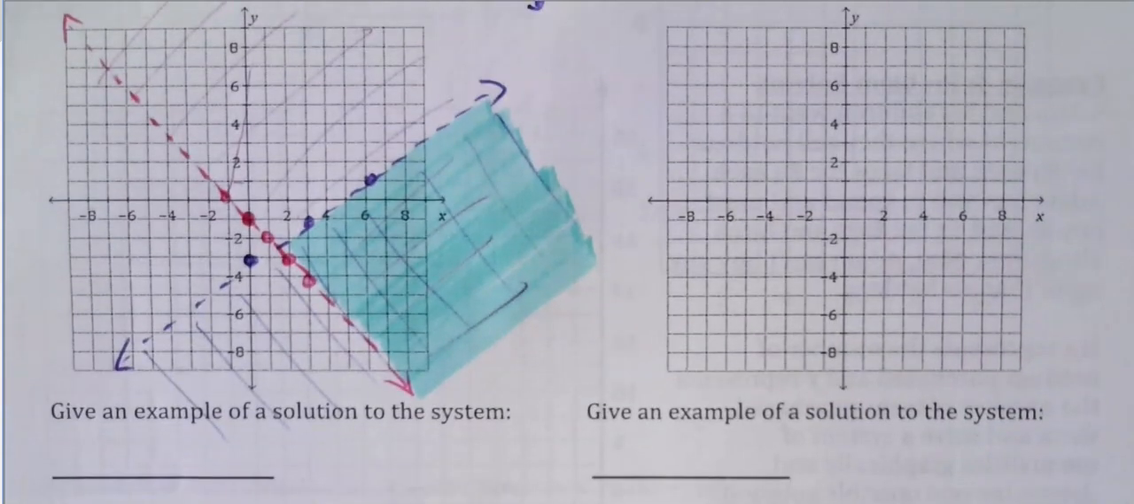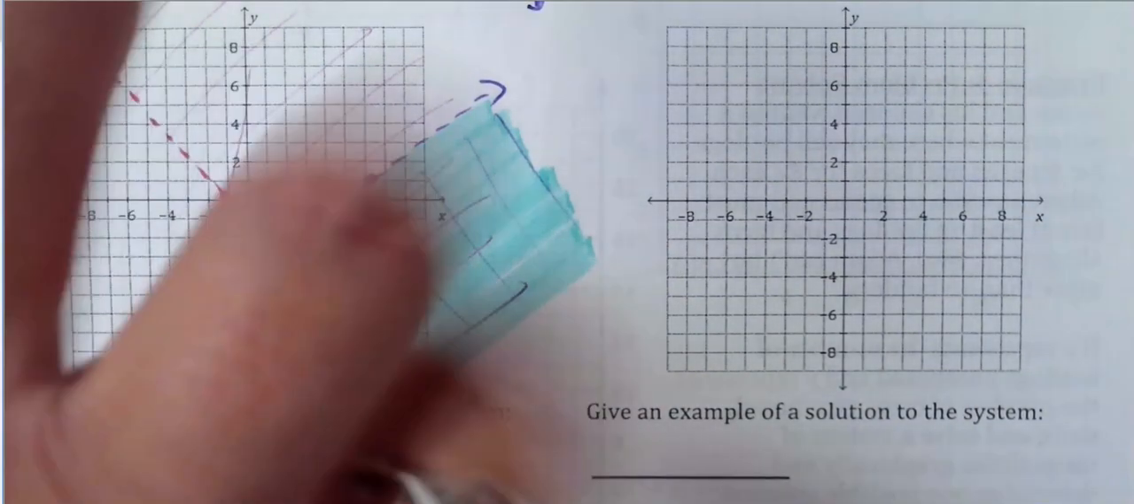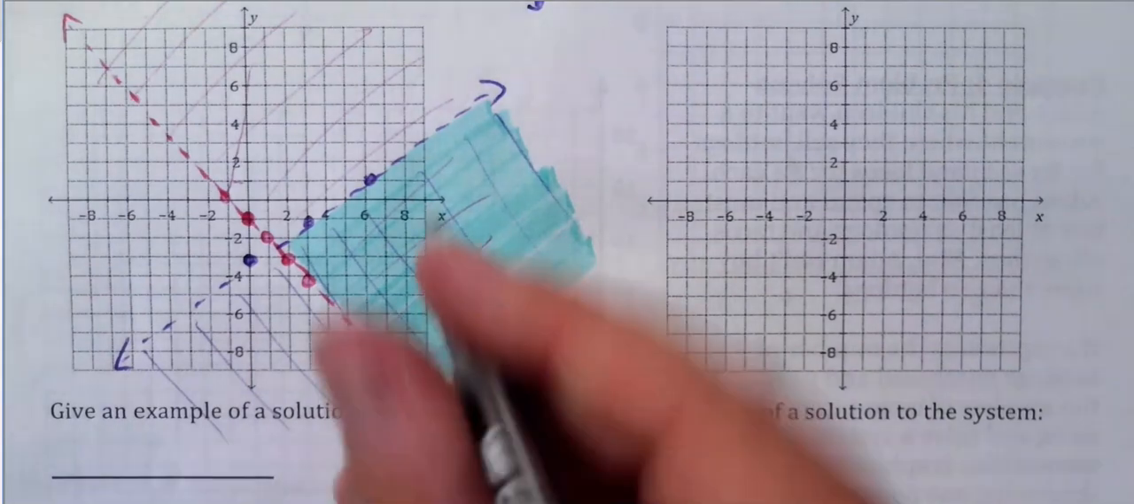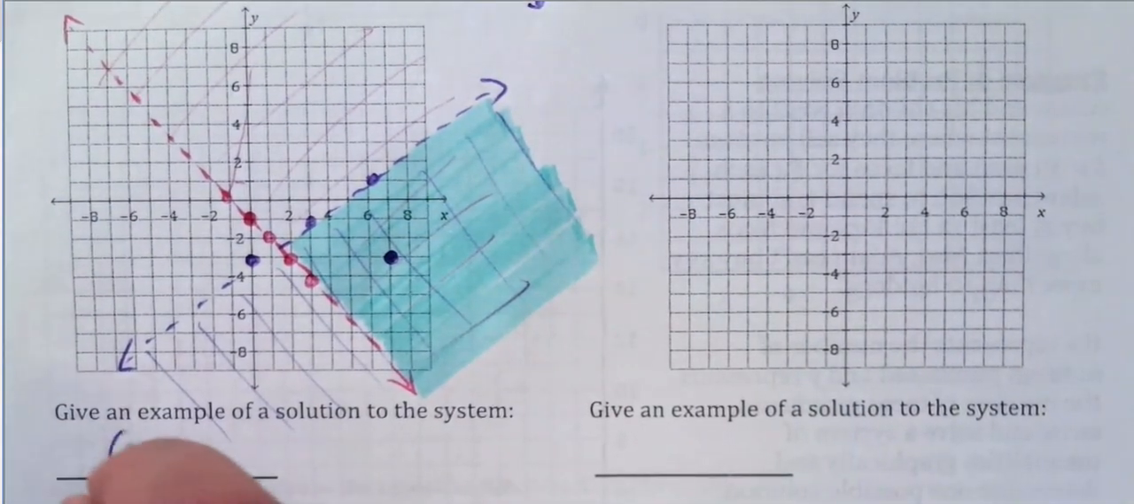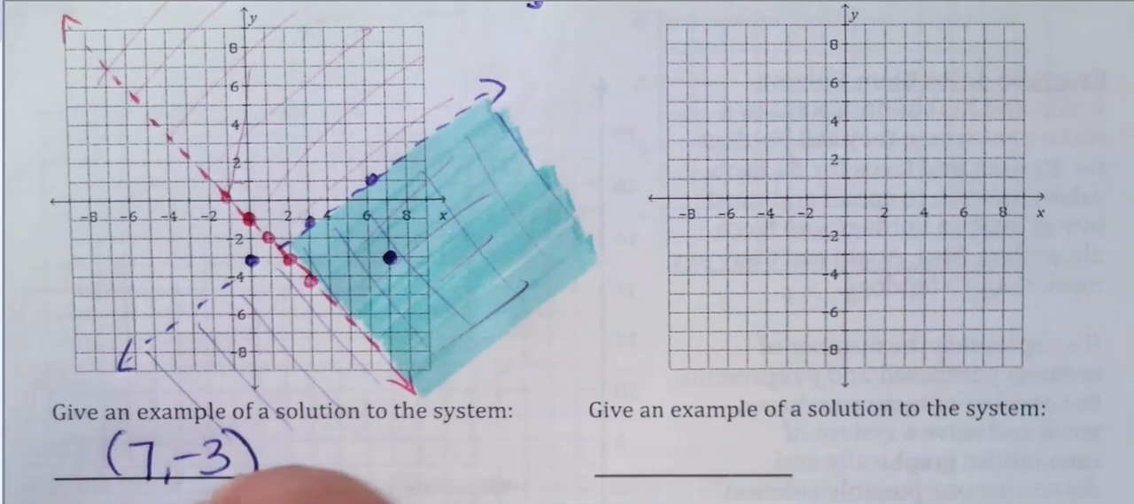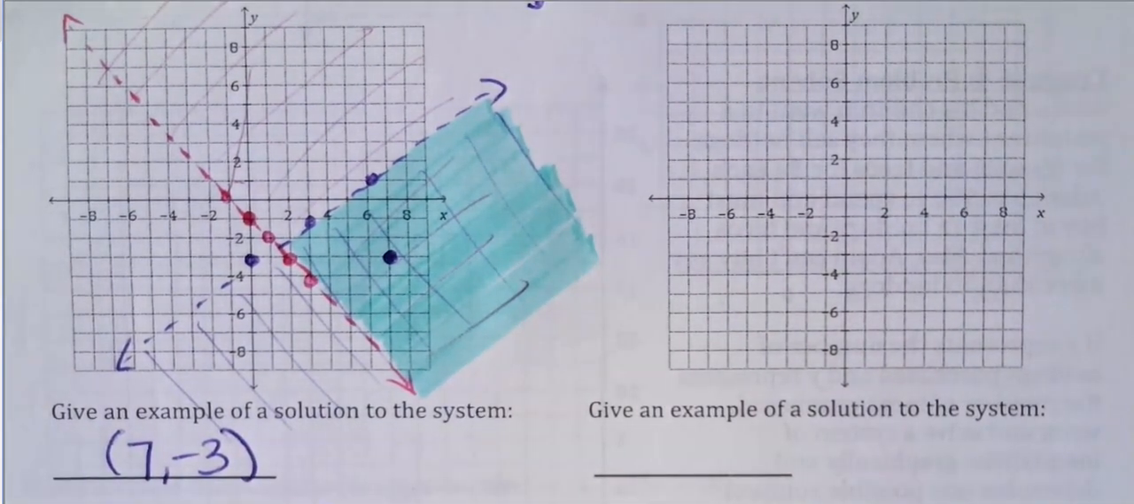So a couple of these questions are going to ask you, like, give me an example of a solution. And so literally all you would have to do, just pick any point. Like, I'm just going to randomly put a dot on a point in that region. I put my dot, like on mine, on (7, -3). So if it asks you to give an example, you literally just grab any point that falls in that shaded region. Does anybody have a question?